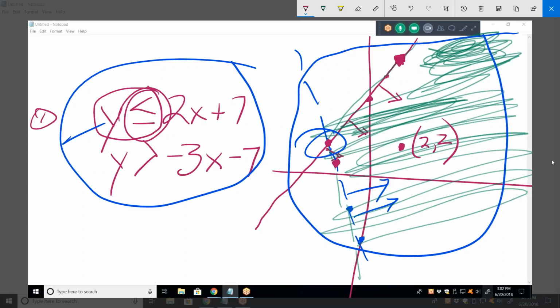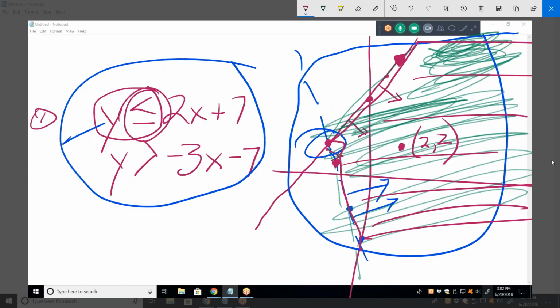And you can see that there's no easy way to describe that solution set. How do you do such a thing? The only way to do it is by those two inequalities, a system of inequalities.